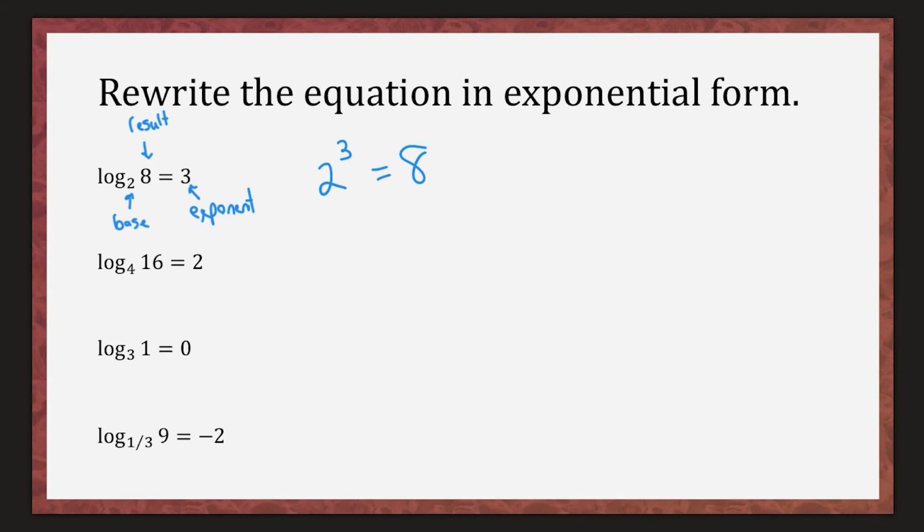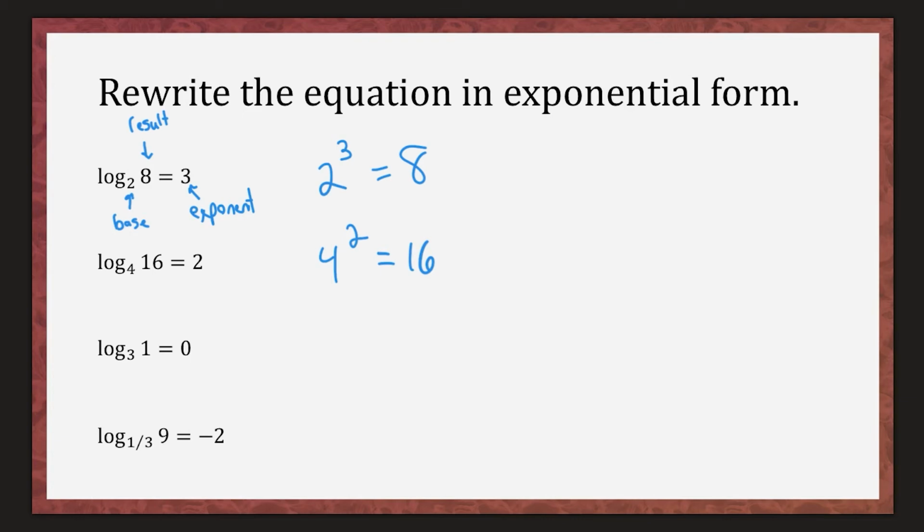And all of these will be true statements. 2 to the third power does equal 8. 2 times 2 times 2 equals 8. So it's a true statement. The next one, log base 4, so our base number will be 4, of 16. 16 is our result. Equals 2. 2 is our exponent. The whole point of the logarithm is it isolates the exponent by itself.